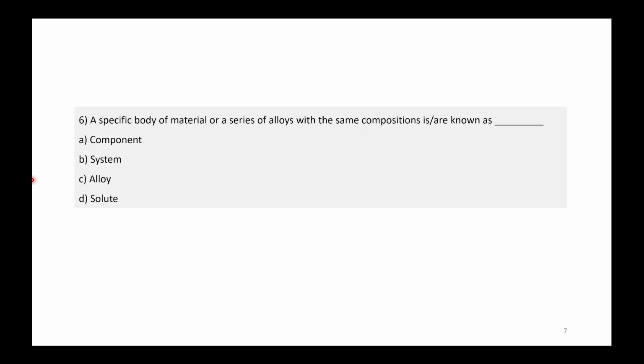Now a specific body of material or a series of alloys with the same compositions is or are known as blank. Here you have to remember the definition of these particular terminologies. First is component, second option is system, third is alloy, and fourth is solute. So your answer will be system.